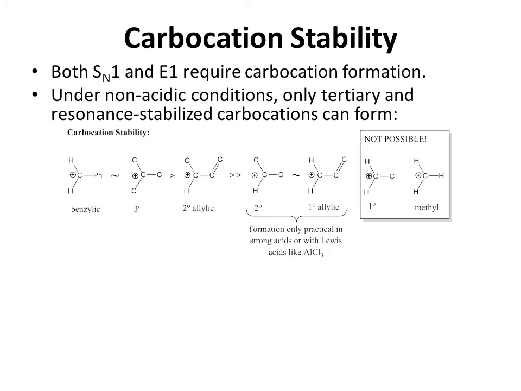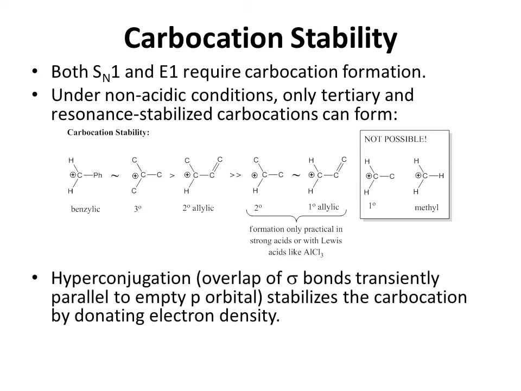Now, why is it that the tertiary carbocation is so stable? There is an idea called hyperconjugation, the overlap of sigma bonds transiently parallel to the empty p orbital, that will stabilize the carbocation by donating electron density. So, if you think about the tertiary case, you have sigma bonds all around the carbocation's empty p orbital, able to slightly donate electron density.